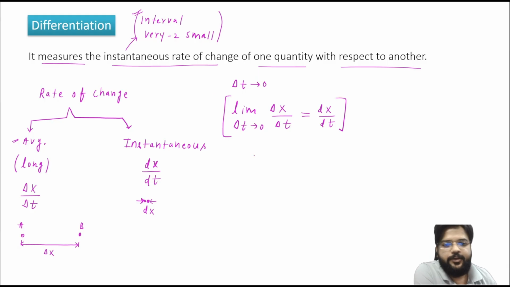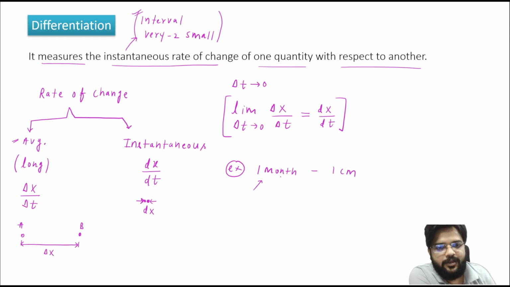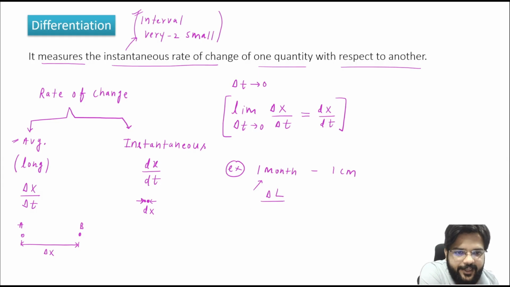Let's see one example, everyone, then you will get more clarity. Let's suppose I want to measure change in length of my nail, everyone. Let's suppose the change in length of my nail in 1 month is 1 centimeter. Here the interval of time is very large, correct? We are talking about 1 month. So that's why this interval is very large. So this is the average, everyone. Del L by del T, change in length of nail in 1 month. So this is the average, everyone.